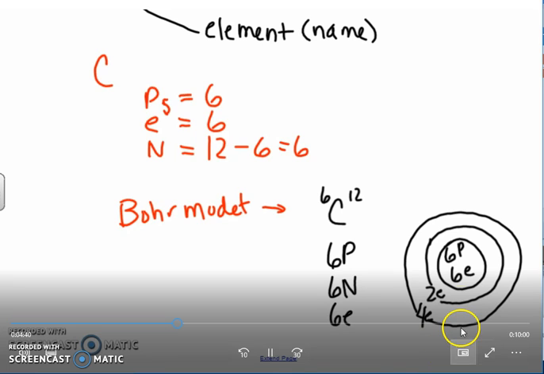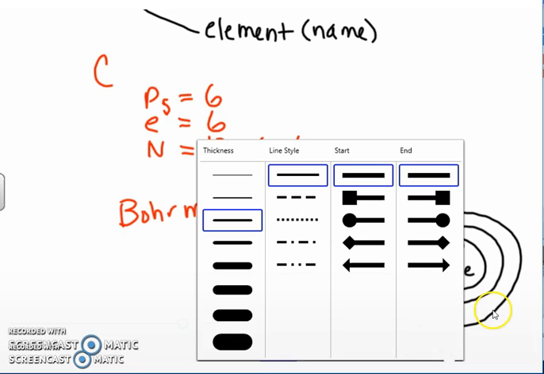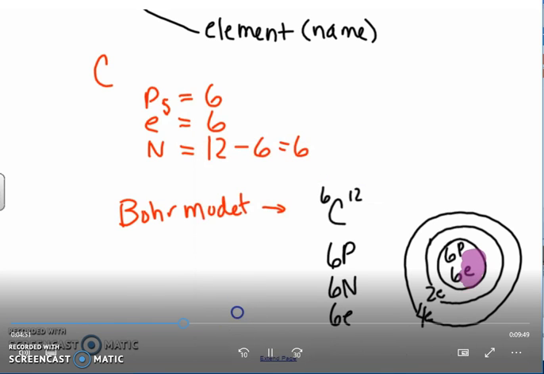Let me explain how we get this. The very first energy level can only hold a maximum number of 2, and the second one can only hold a maximum number of 8 electrons. And I'll explain how we get that here in just a second with another one.